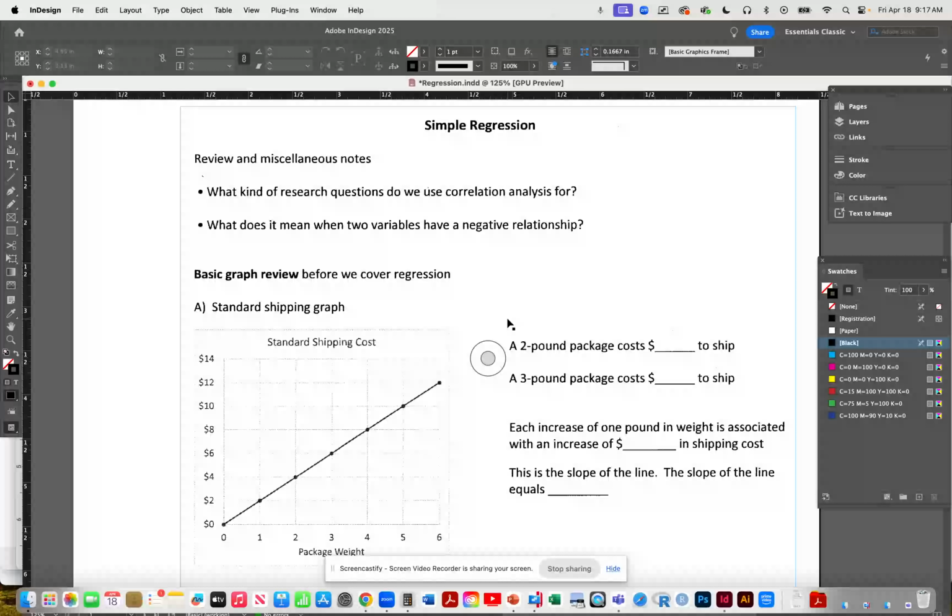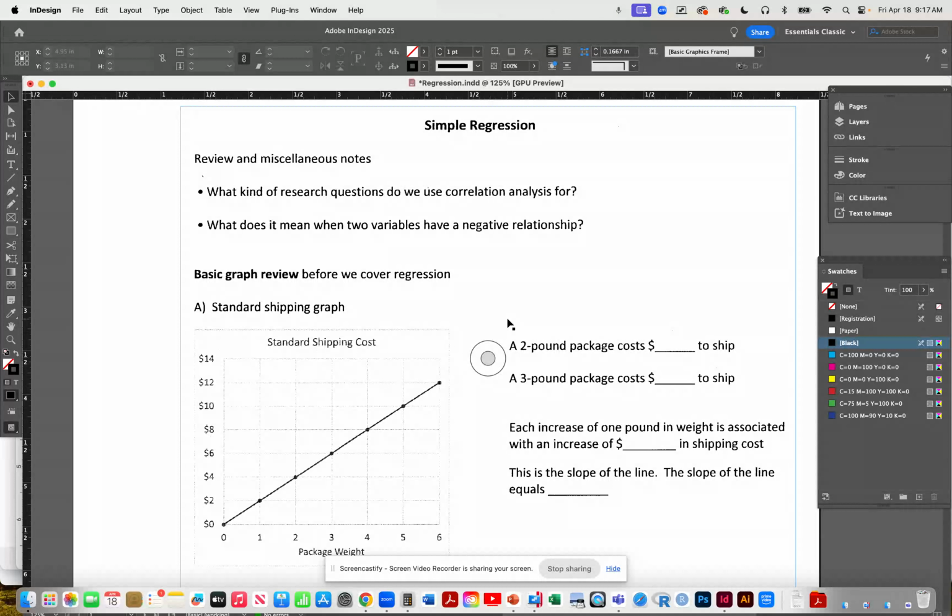Hey everyone, in this series of videos, we're going to go over simple regression. Before we get into that, let's review correlation. The reason we're doing that is because simple regression is really correlation on steroids, and so it's a good idea to remember key concepts about correlation. So let's start with this.